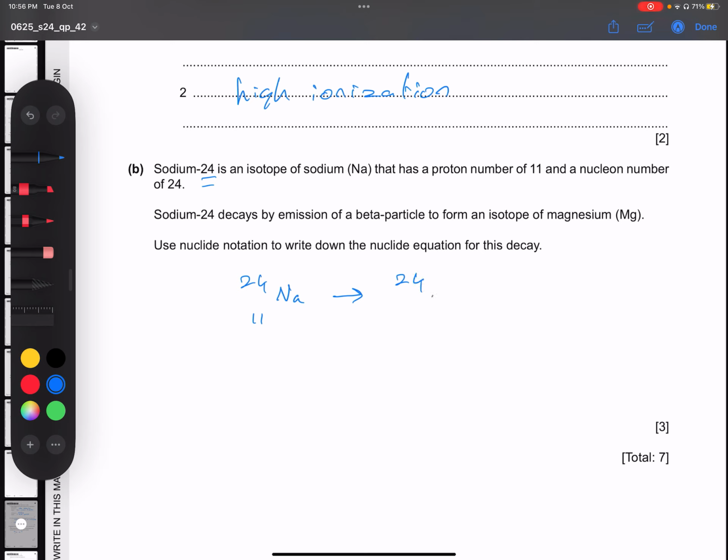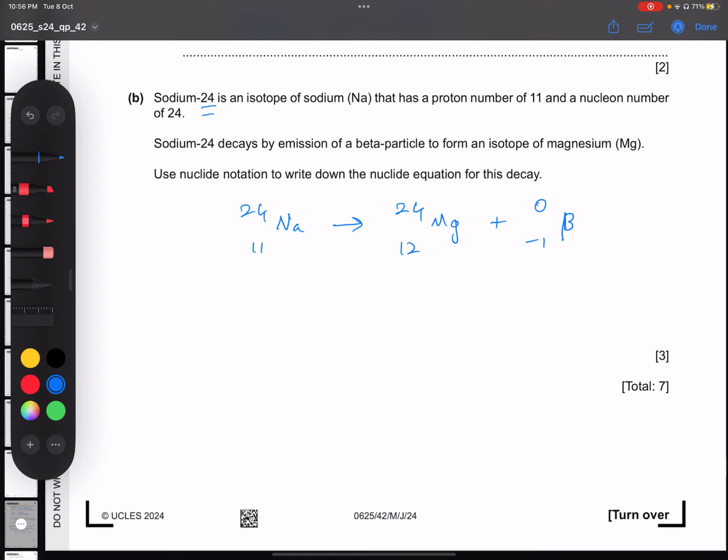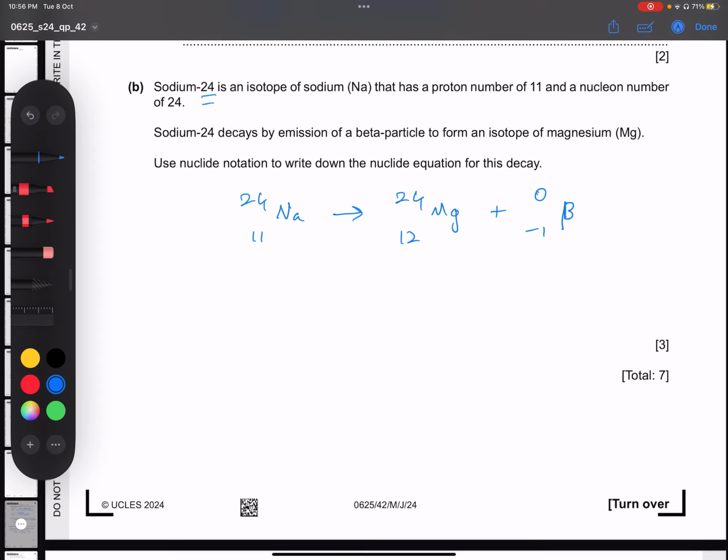So it's 24Mg12, since there is one extra proton, plus the actual beta particle. That is 0, -1, beta. Minus 1 because it is an electron rather than a proton, so it has a minus 1 charge, since an electron is basically a negative variant of the proton. So it's 0, -1, beta. And that's pretty much it.